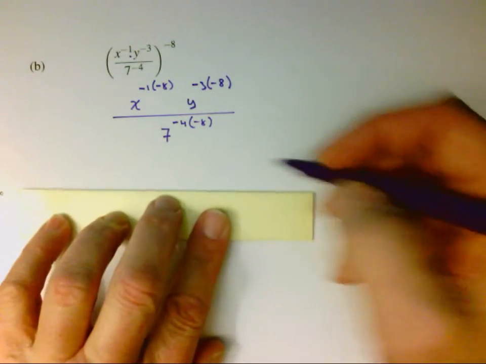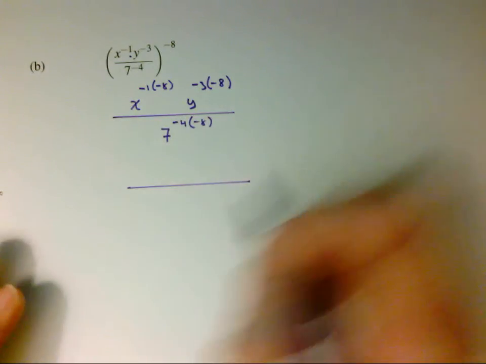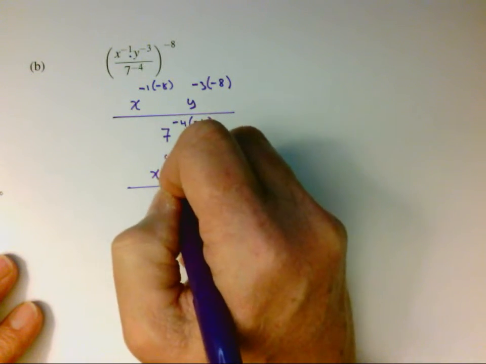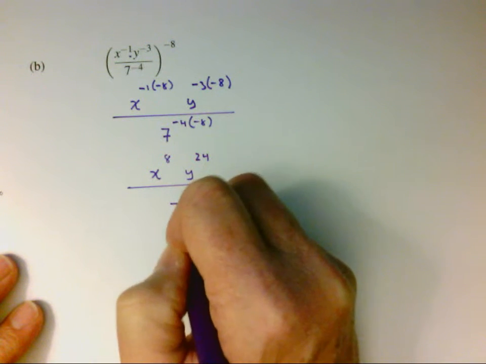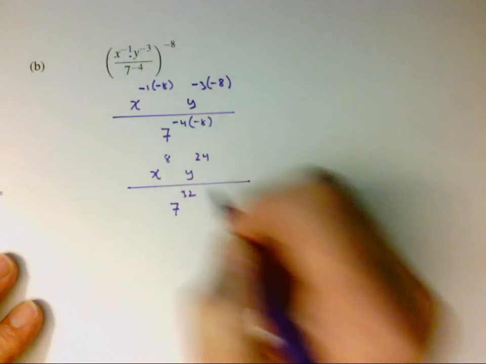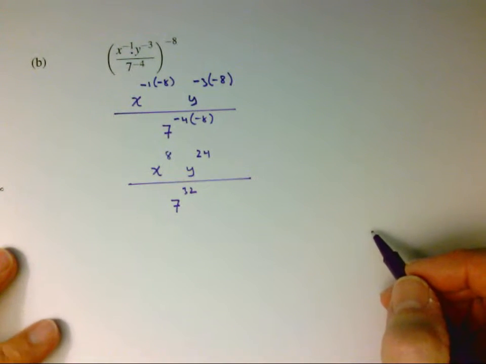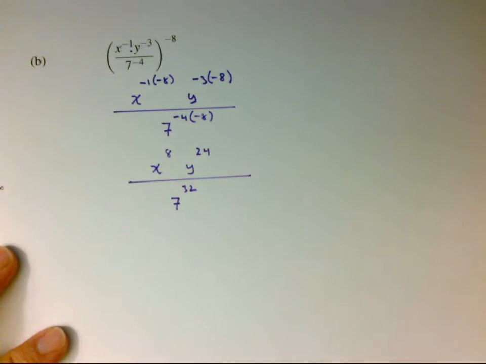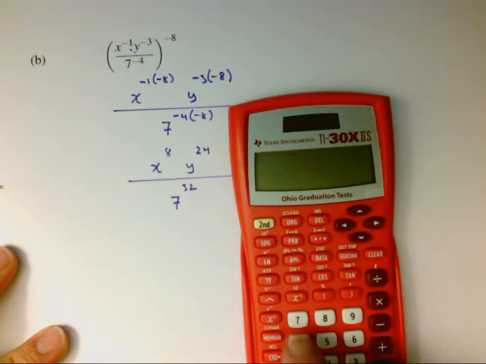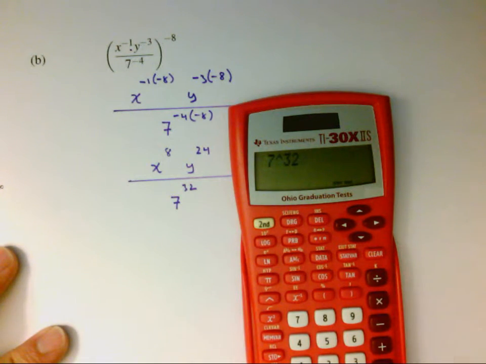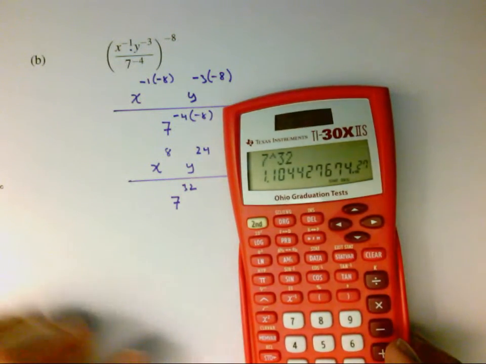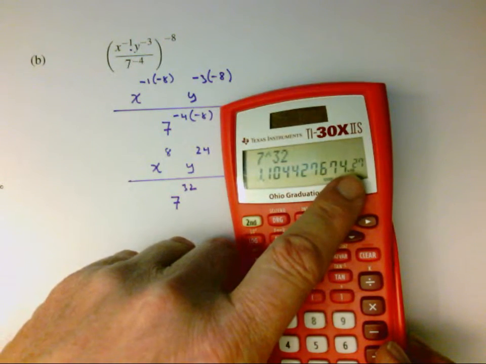So that gets us an x to the positive 8 on the top, a y to the positive 24, and down on the bottom we have 7 to the 32, which is probably going to be an incredibly gross number. 7 to the 32, it helps if you turn the thing on, 7 to the 32. Yeah, that goes into scientific notation with a fairly large number.